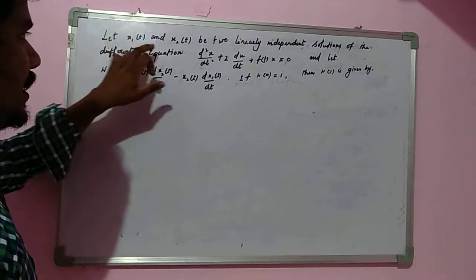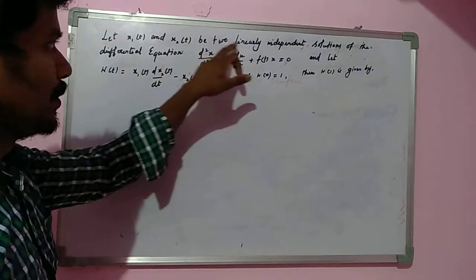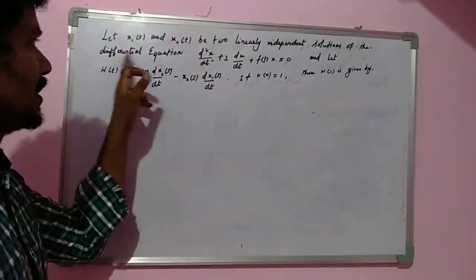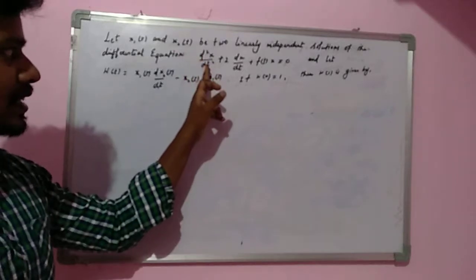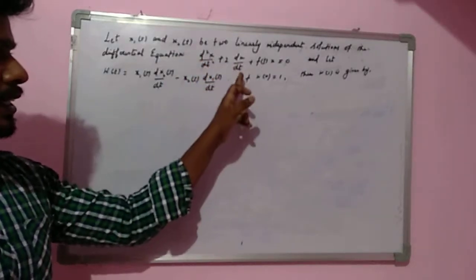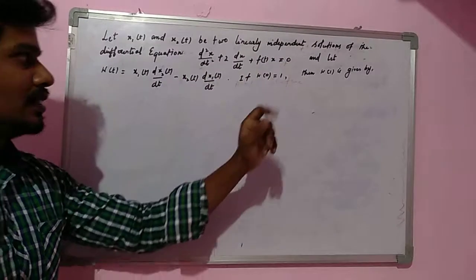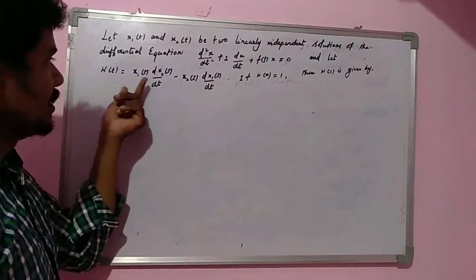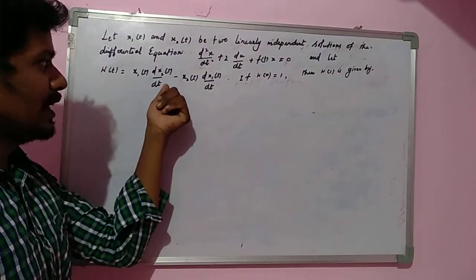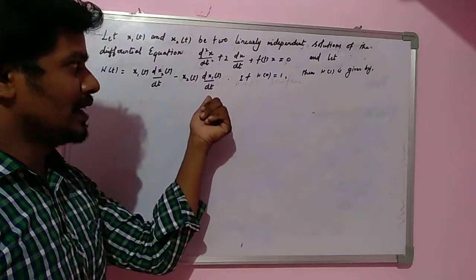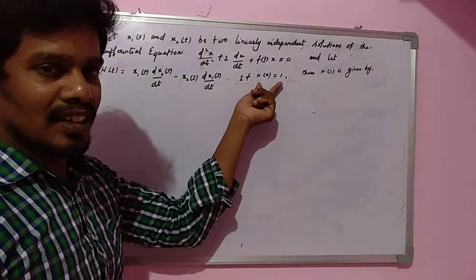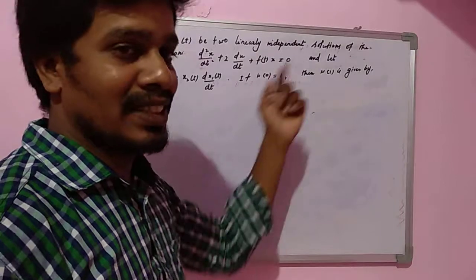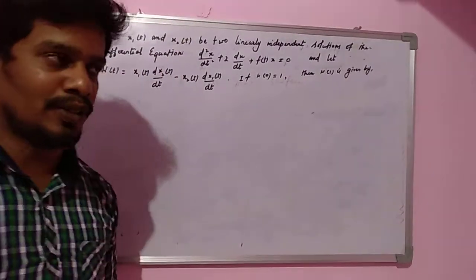Let x1(t) and x2(t) be the two linearly independent solutions of the differential equation d²x/dt² + 2 dx/dt + f(t)x = 0, and let W(t) = x1(t) dx2/dt − x2(t) dx1/dt. Then they are given the initial condition W(0) = 1. Then what is W(1) that we need to find?